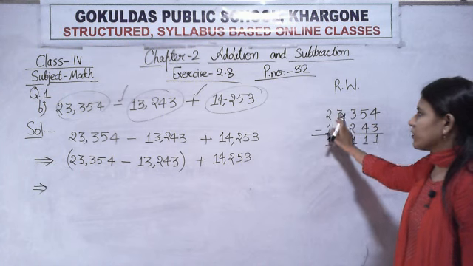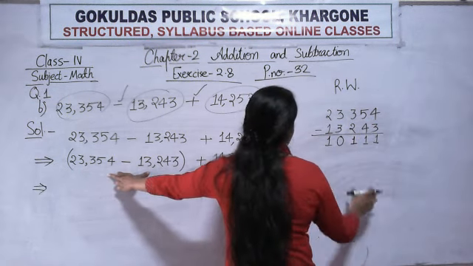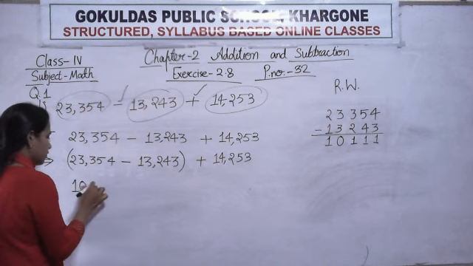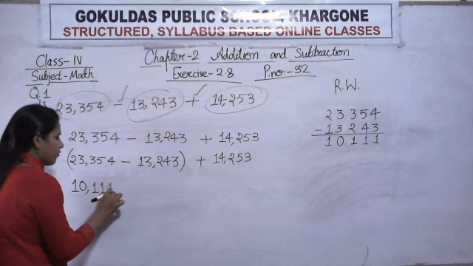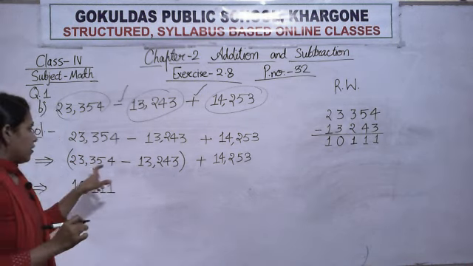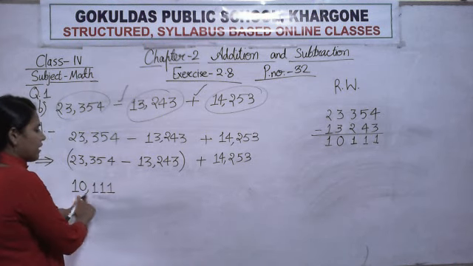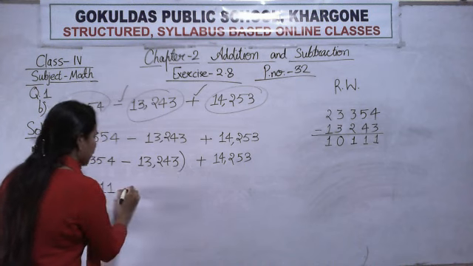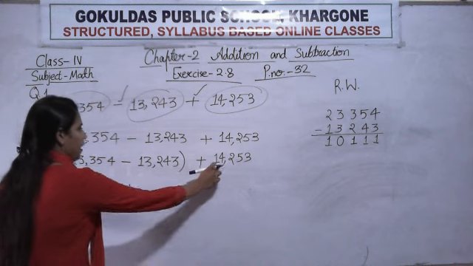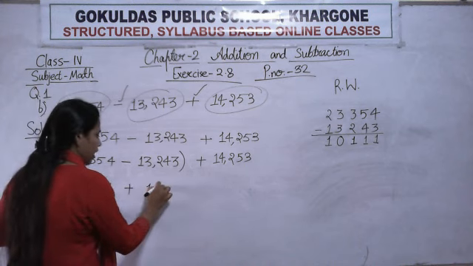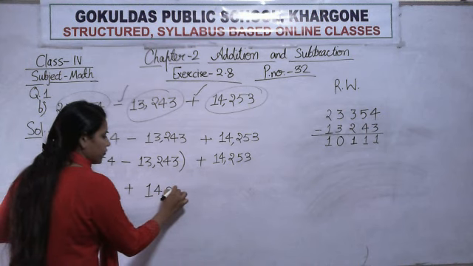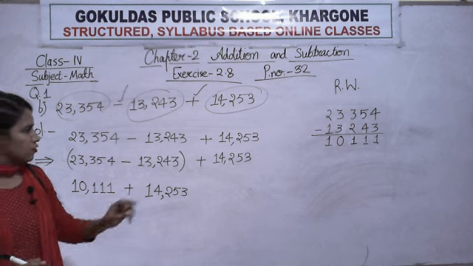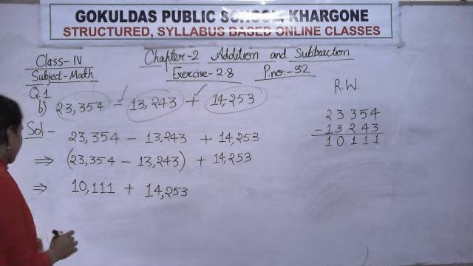So when you solve this bracket, what did you get? You got 10,111. Now you observe that the plus symbol is there, so put the plus symbol, and this number is there, so write 14,253. Copy down this part as it is. So I have copied it down.